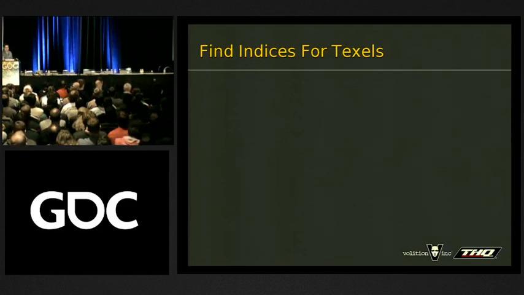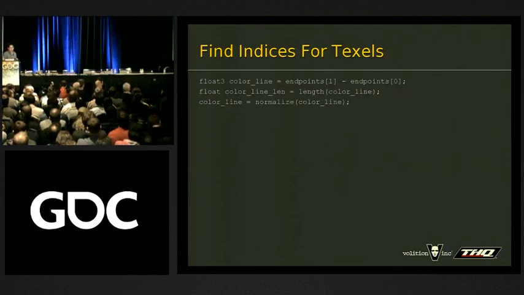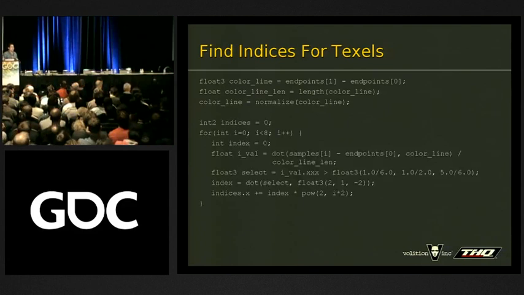So once we've gotten our colors there, we need to find which indices you want to use for each of your texels. The first thing we're going to do is create a line that represents the line through color space. So you take your two endpoints, subtract them, and normalize that value. Once you have that line, you can go through each of the texels, and you can project each of the texels onto that line. Now, given that projection, you can determine how far along between your first and your last color on that line each texel is.